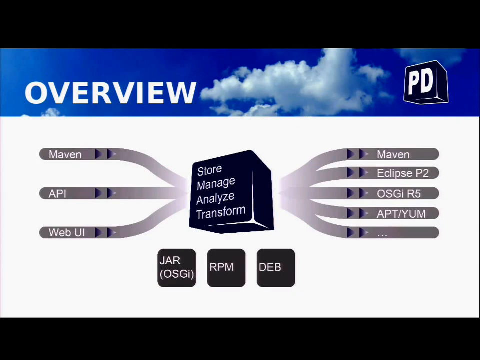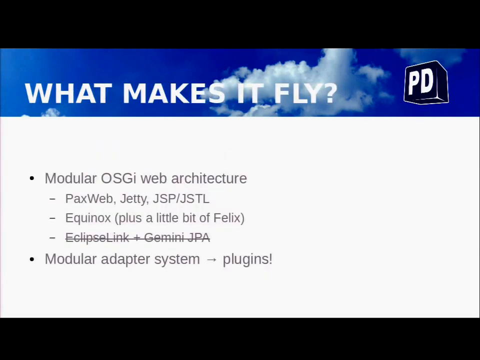And on the right-hand side, you want to do something with the blobs you put in the system. So you can get a Maven repository out. You can get an Eclipse P2, OSGi R5. We have support for OBR now. And since you start with such a modular system, at some point you find out you could analyze RPMs and Debian files as well. So there's support for APT and YUM, which is quite interesting at some point.